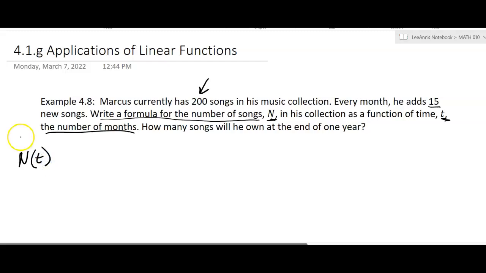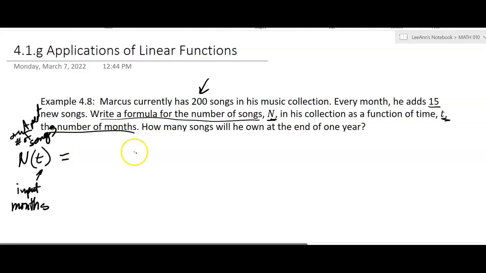So the output is the number of songs, and the input is how many months go by. So again, sometimes it's helpful to think of that. So how are we going to figure that out?